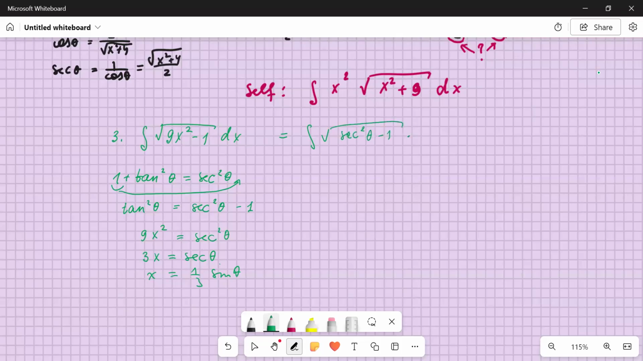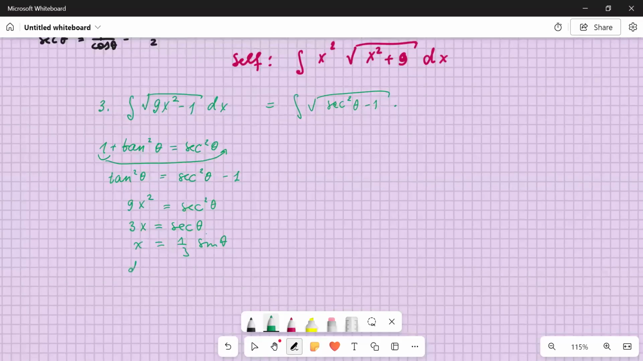And then dx. Oh, I did not calculate dx. I have to do it. dx equals 1 over 3. Remember the derivative of secant. By the way, I wrote sine over here. Secant. Derivative of secant is what? Secant multiplied by tangent. Secant is a very strange function. Secant of theta multiplied by tangent of theta. Don't forget about 1 over 3, and then d theta.